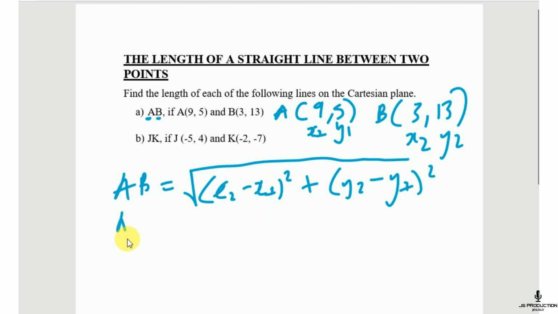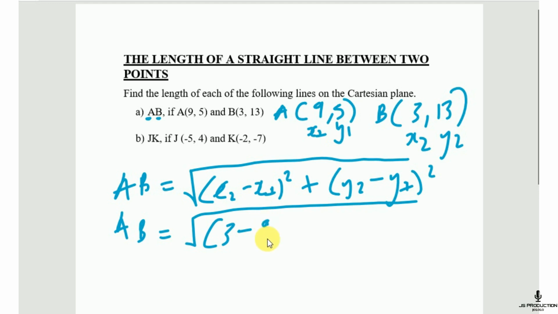So our AB will be equal to the square root. We know that our x2 is 3. So we're going to say 3 minus our x1, that's 9, squared, plus our y2 is 13. So we're going to say 13 minus our y1, that's 5. So we can simplify the brackets.